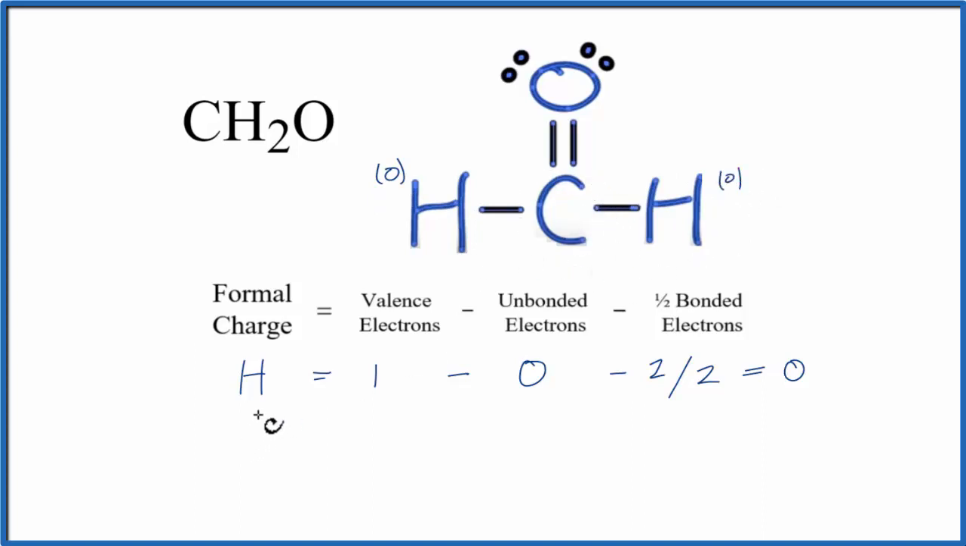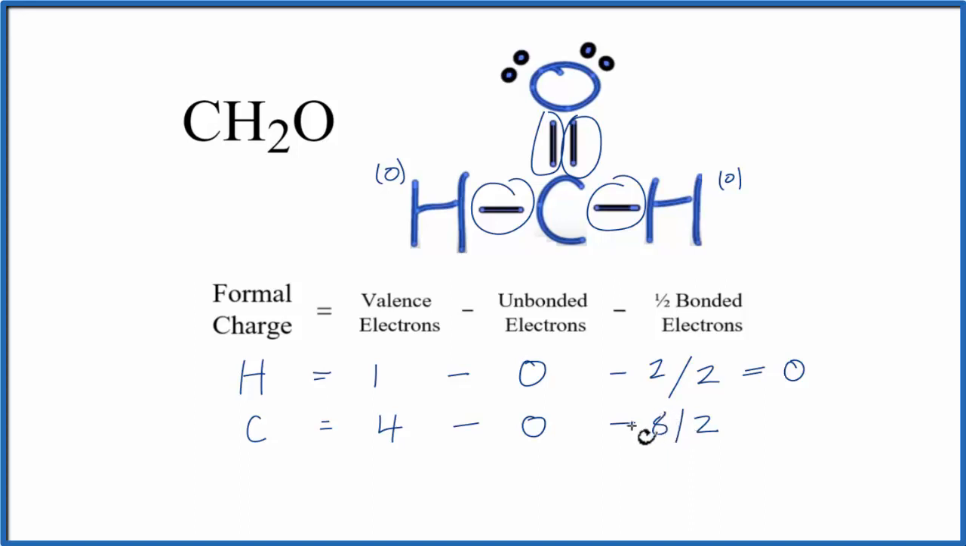Next, let's do the carbon. Carbon, that's in group 14, sometimes called 4A, on the periodic table. It has 4 valence electrons. We'll subtract from that the unbonded valence electrons. And again, all the electrons around the carbon, they're involved in chemical bonds with the hydrogen atoms and the oxygen. So we don't have any unbonded electrons. Then we subtract 1/2 of the bonded. We have 2, 4, 6, 8 of those. 4 minus 0 minus 4, that equals 0. So the formal charge on the carbon, that's 0.